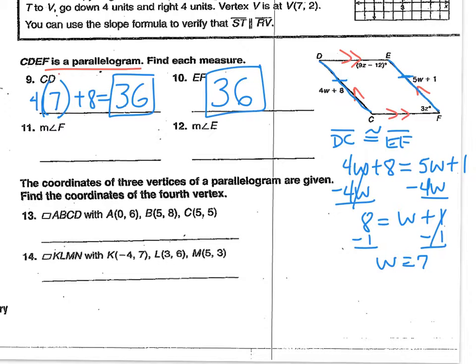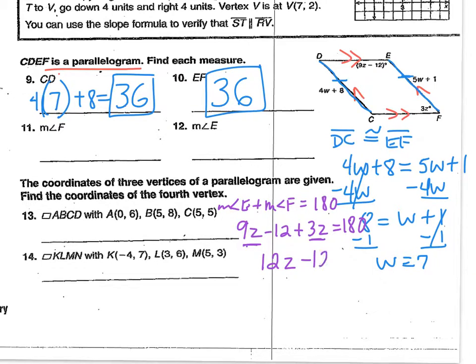They're supplementary. So the measurement of angle E plus the measurement of angle F must be 180, which means that 9Z minus 12 plus 3Z equals 180. Okay, let's combine the Z's. So 9Z plus 3Z is 12Z minus 12 equals 180.